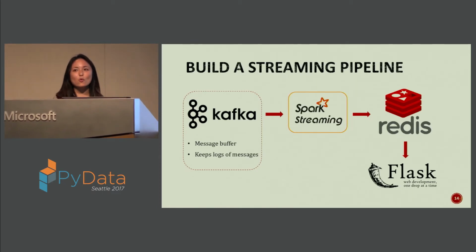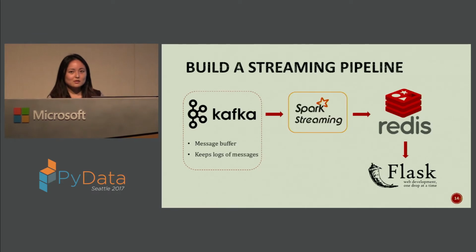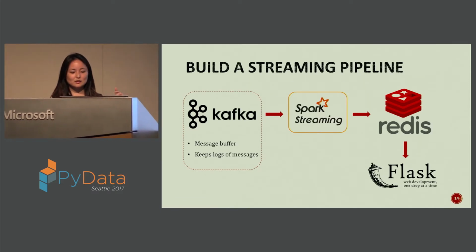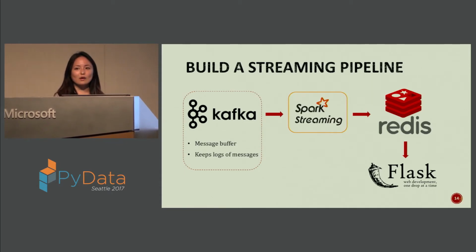This will be useful when, let's say, your Spark cluster just went down, and you don't want any of your messages to get lost because your cluster went down. So it's nice to have a record that's kept in Kafka. When another Spark cluster comes online, you can just read from Kafka again and keep processing.